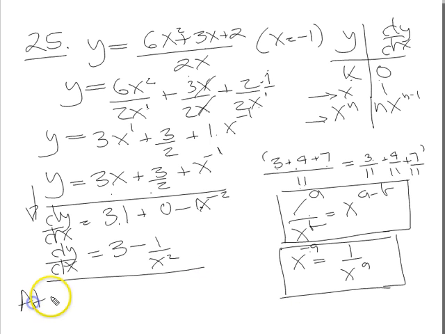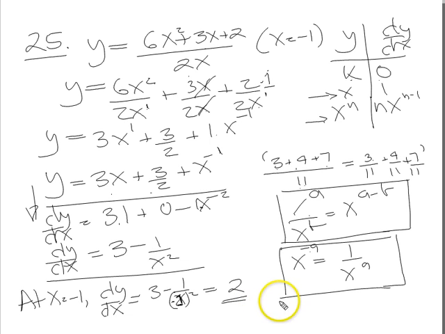Let's put the input value in then at x equals minus 1. dy/dx then equals 3 minus 1 over x squared. And we overwrite the x with the value it has, which is minus 1. Minus 1 squared is 1. 1 over 1 is 1. And there's a minus at the front. So we've got 3 minus 1, which is 2. There we go. That's the answer for 25. Good. Let's go on to the next one then. Great.